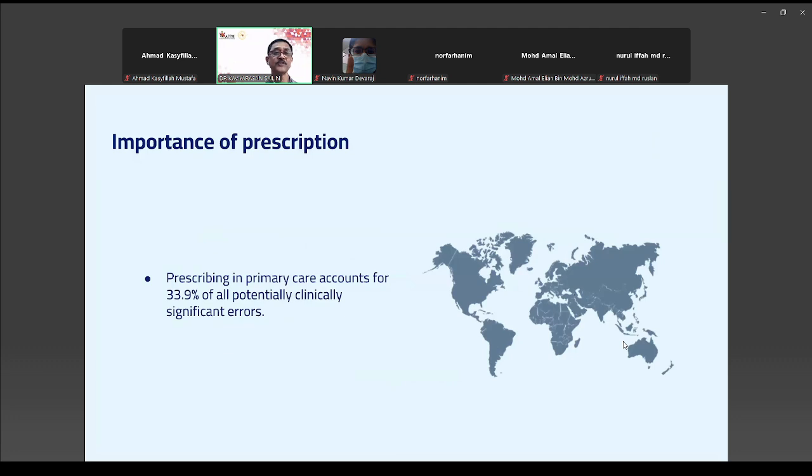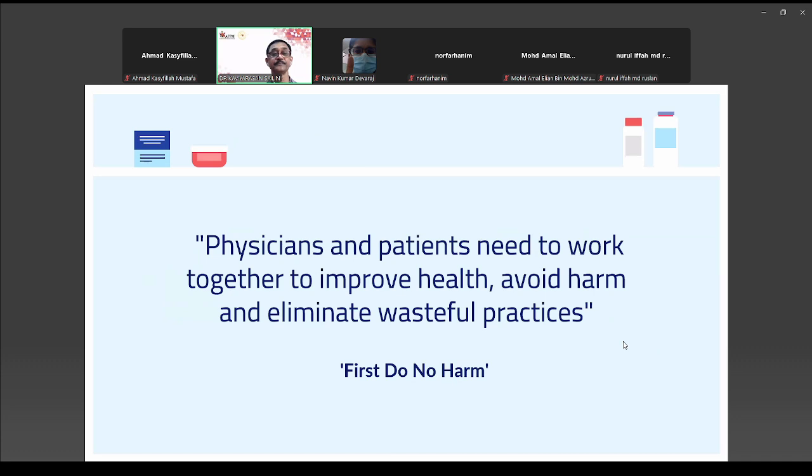So what is the importance of prescription? Prescribing in primary care accounts for 33% of all potentially clinically significant errors. It means nearly 34% of prescriptions in primary care have some issues. So you and the patient need to work together to improve their health, avoid harm, and eliminate wasteful practices.